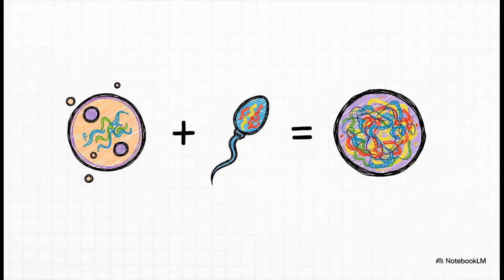In a normal, healthy pregnancy, the genetic math is super simple. You can picture chromosomes as instruction manuals. The egg provides 23 manuals, the sperm provides another 23, and boom, you've got the complete set of 46. It's the perfect blueprint to build a healthy fetus.